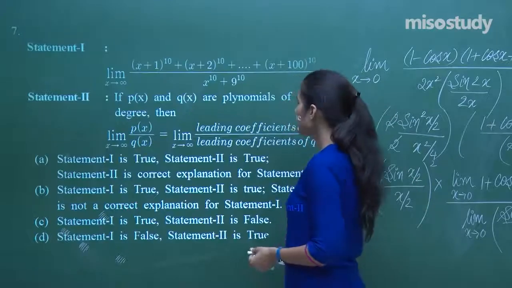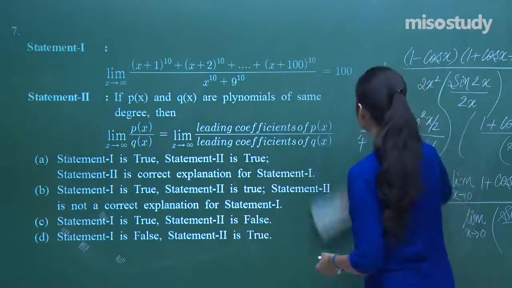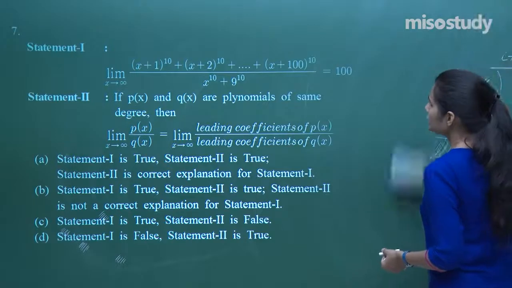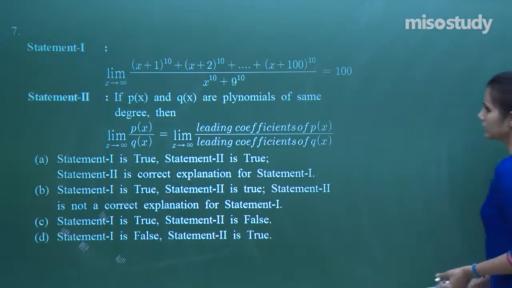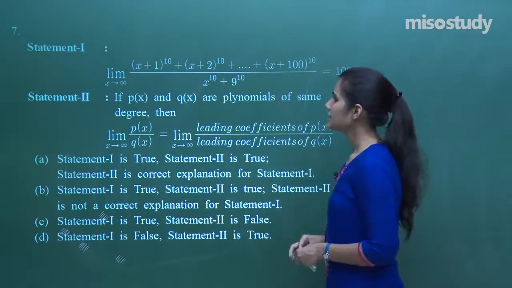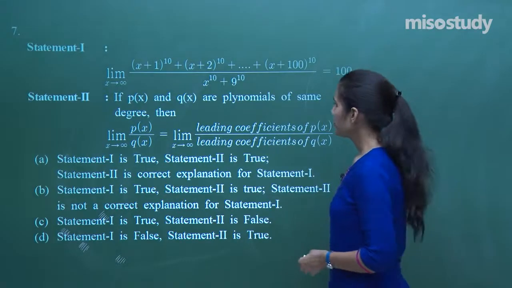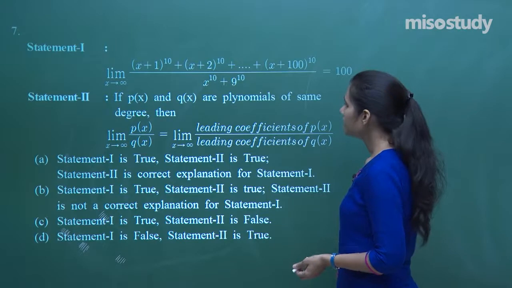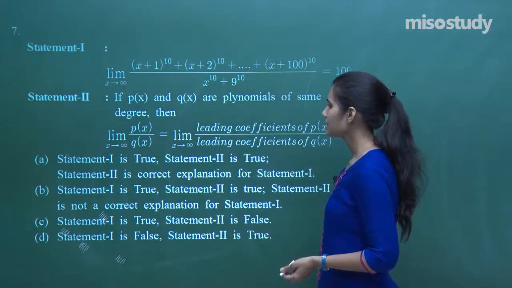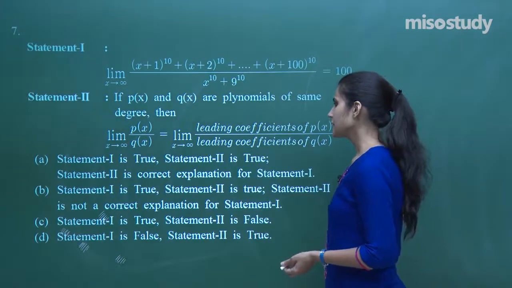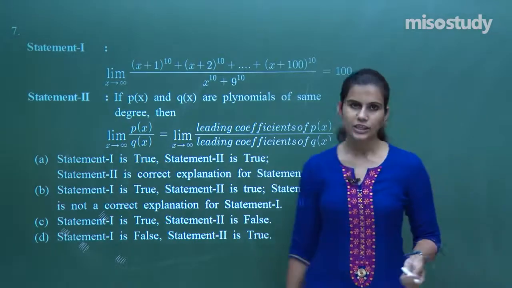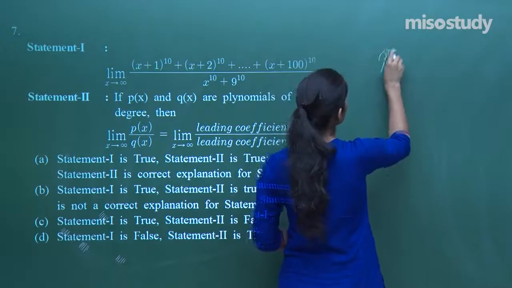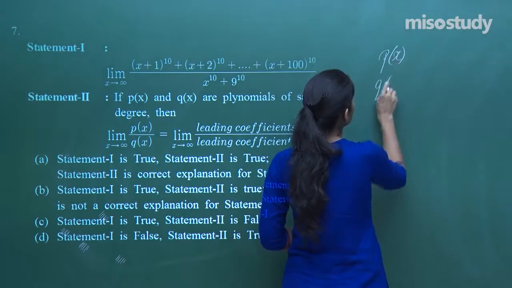We have, this is my statement given to me. It says that limit of this expression is 100. Okay. And statement 2 says a general description that if px and qx are polynomials of same degree, then limit x tends to infinity px by qx is the limit x tends to infinity leading coefficient of px upon leading coefficient of qx. Let's talk about general two polynomials of same degree, px and qx.